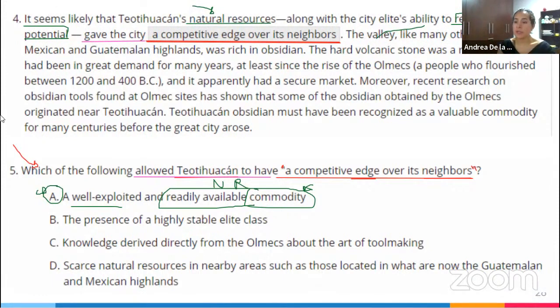So that is option A, right? The natural resources that were readily available and that were well exploited because they were able to recognize that potential. And that is what gave them that competitive edge, right? According to the text and according to option A.